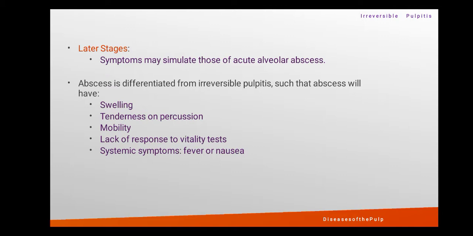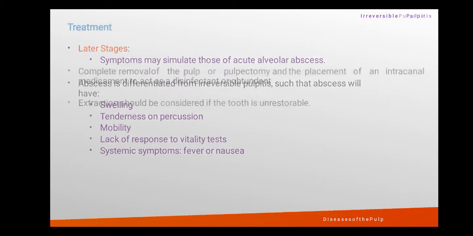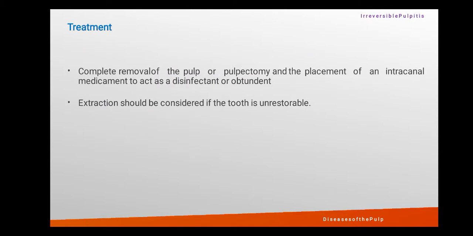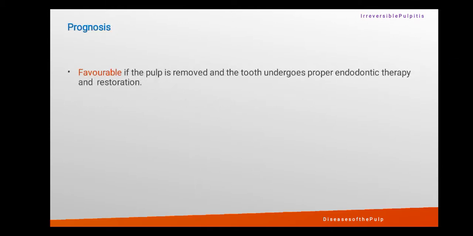Abscess is differentiated from irreversible pulpitis in that an abscess will have swelling. The tooth is tender on percussion and has mobility, lack of response to the vitality test, and systemic features such as fever or nausea. Treatment is complete removal of the pulp, pulpectomy, that is called root canal treatment, and placement of an intracanal medicament to act as a disinfectant or obtundant. Extraction should be considered if the tooth is unrestorable. Prognosis is favorable if the pulp is removed, and the tooth undergoes proper endodontic therapy and restoration.